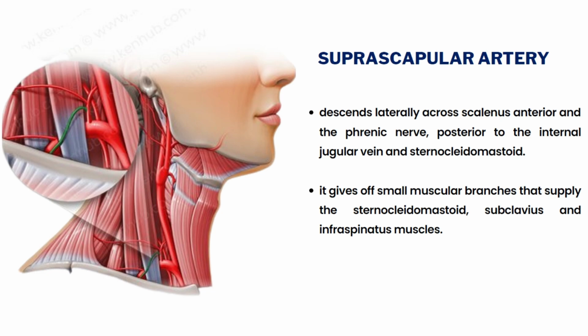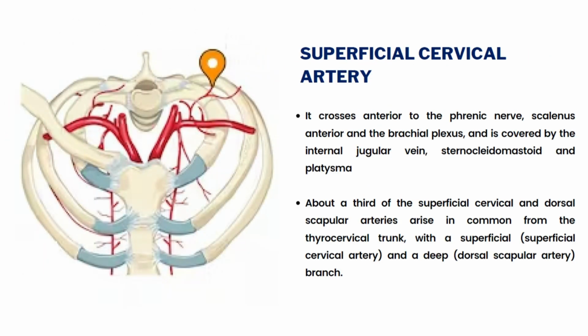It descends laterally across scalenus anterior and phrenic nerve, posterior to the internal jugular vein and sternocleidomastoid. The suprascapular artery is sometimes referred to as the transverse scapular artery. Branching away behind and side of the anterior scalene muscle, one of the 3 major muscles of the side of the neck. The suprascapular artery crosses the third part of the subclavian artery as well as the brachial plexus, a network of nerves connecting the spine to areas in the neck and upper arm. Additionally, it provides small branches that supply the skin of the upper thoracic cage and shoulders.